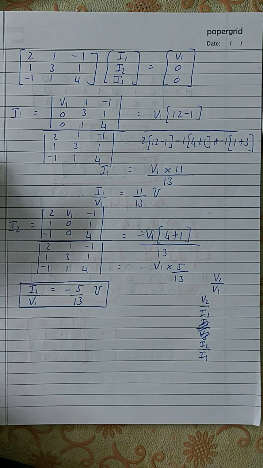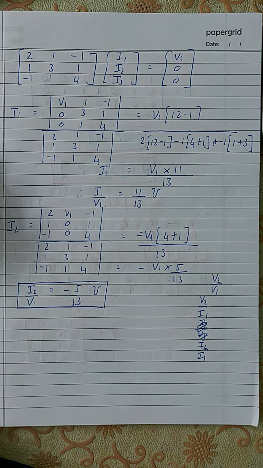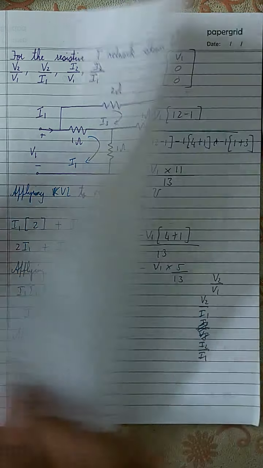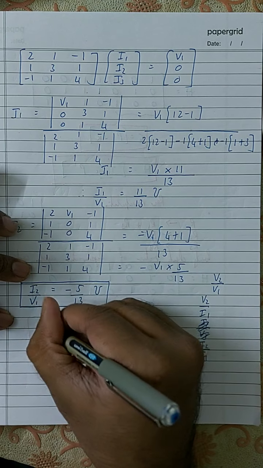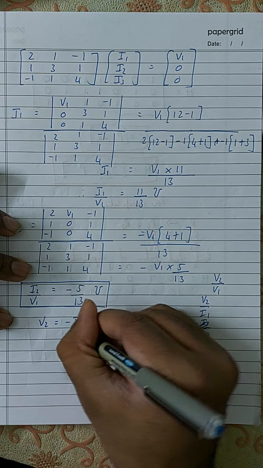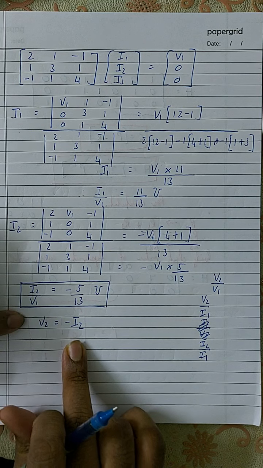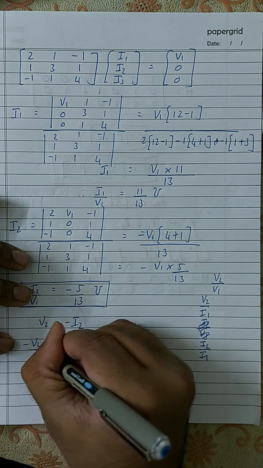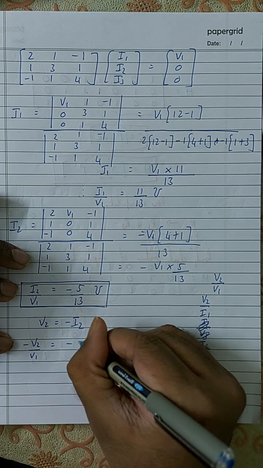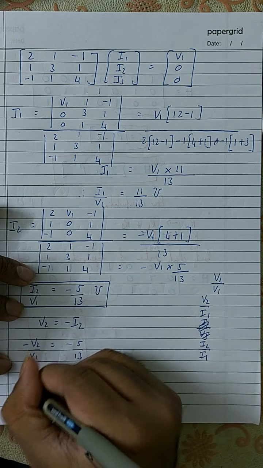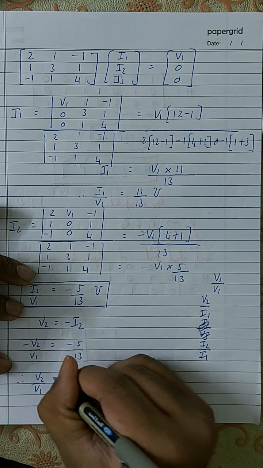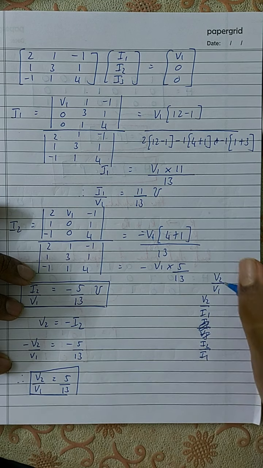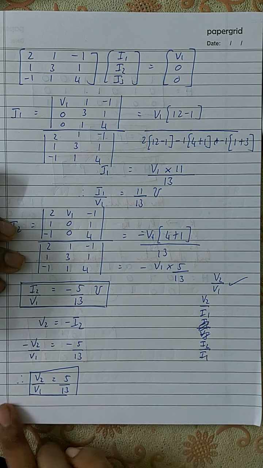Now, next I need to find V2 by V1. So one more equation I need. We know that V2 is equal to minus I2, right? So in that case, I can put minus V2 over here. So what will I get? I'll get minus V2 by V1 is equal to minus 5 by 13. Therefore, V2 by V1 is equal to 5 by 13. So I found V2 by V1.